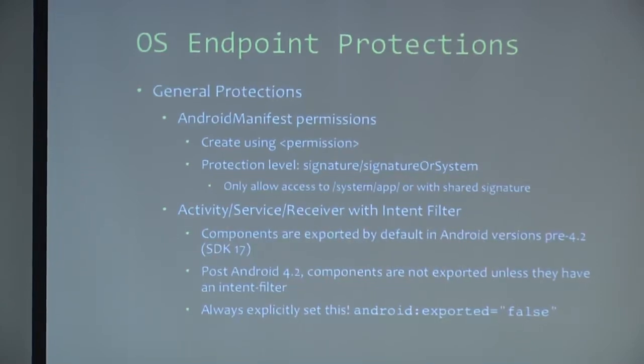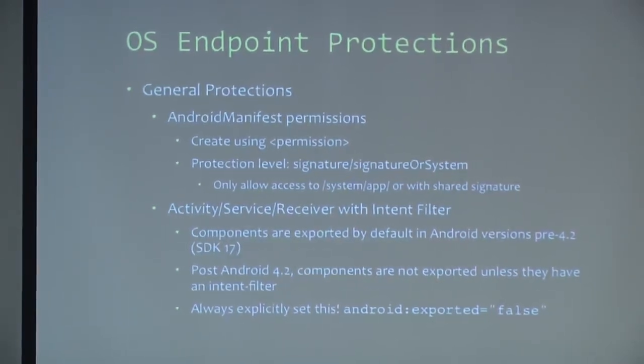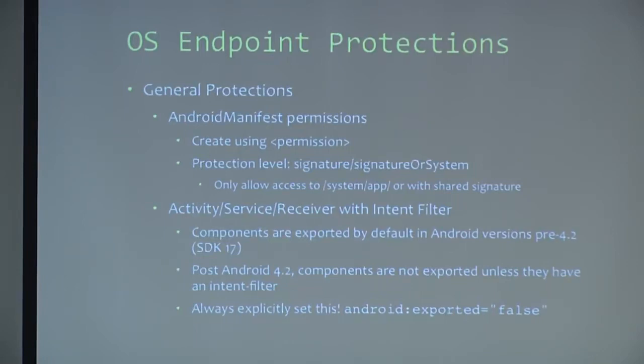You can set a permission on the particular endpoint, or you can choose to not export that endpoint. So pre 4.2, all the components were exported by default if there was an intent filter, because having an intent filter there indicated that you want other applications to send intents to your application. Post 4.2, components are not exported unless they have an intent filter. So you can just always explicitly set this. It's much simpler to just say Android export equals false if you don't want to export this endpoint.